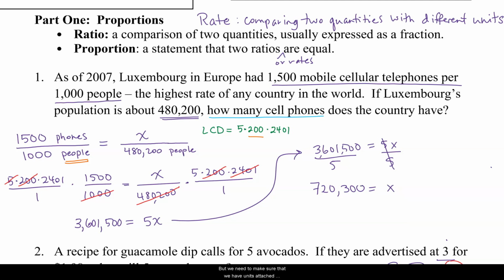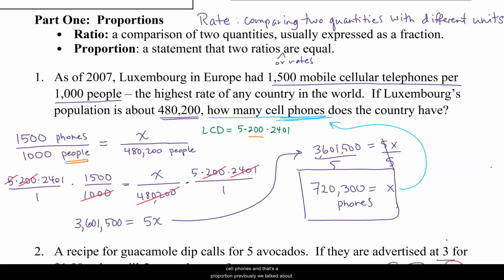But we need to make sure that we have units attached to it so that anyone reading would know what this number stands for. Go back up to the question in the problem. How many cell phones does the country have? The country has 720,300 cell phones. And that's a proportion.